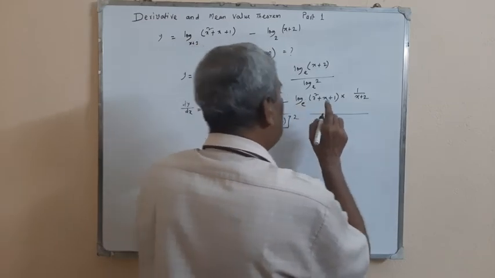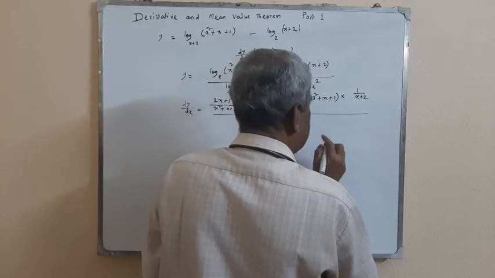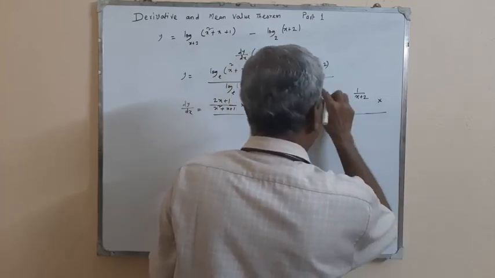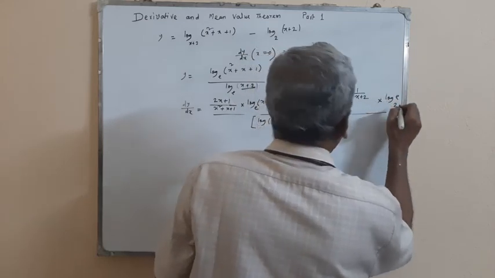And one more thing is there here, log of 2 base e, it is also there, that is, this is in the numerator, it would be log e base 2.